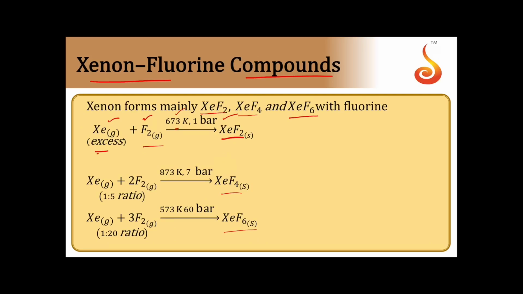When you take excess of xenon with fluorine at 1 bar pressure and a temperature of 673 Kelvin, the compound formed is XeF2. If you take the ratio as 1 to 5 at 7 bar pressure and 873 Kelvin, XeF4 is formed. If the ratio is 1 to 20 under 60 bar pressure, means higher pressure, and 573 Kelvin, the compound formed is XeF6. So the compound formed depends upon temperature, pressure and the ratio of the elements used.